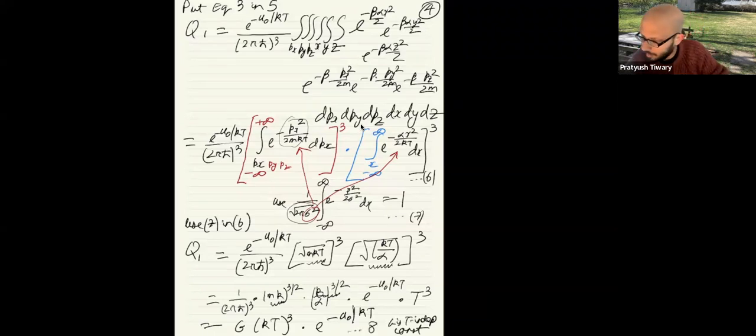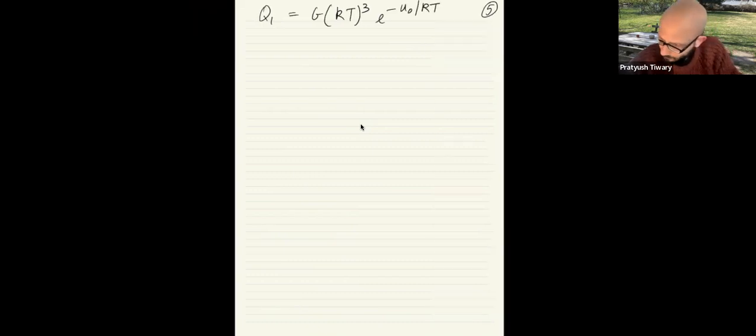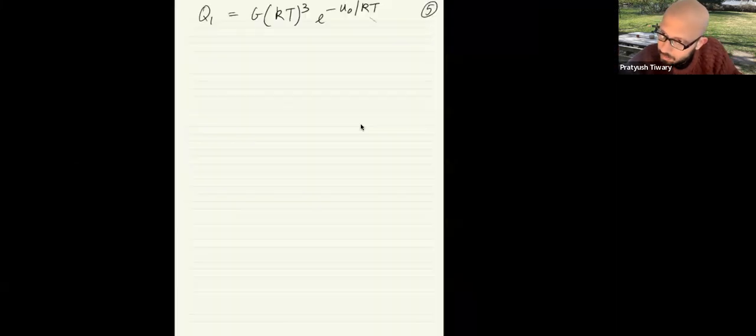Let's call it equation 8. I will write down equation 8 again on the next page. So we got Q1 is equal to G KT whole cube multiplied by e to the power minus U naught by KT. And that's equation 8.